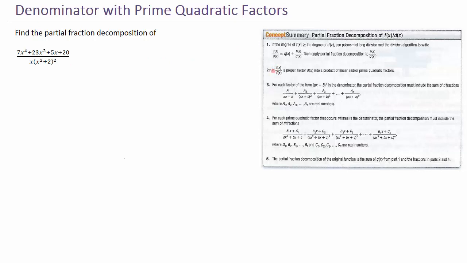Next thing we want to do is factor our denominator. It just turns out we have a linear factor, and then we have a prime quadratic factor. Prime quadratic factor means it's not factorable over the rational numbers. So how do we handle this? Okay, first let's tackle our linear factor of x. Next we have a prime quadratic factor of this x squared plus 2.